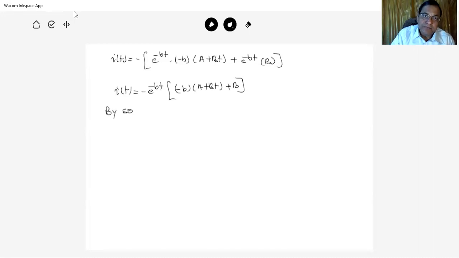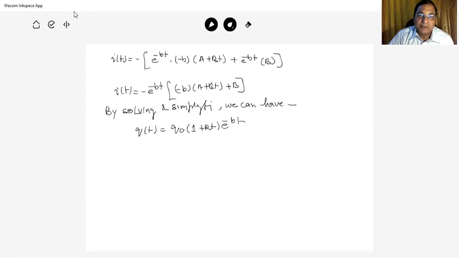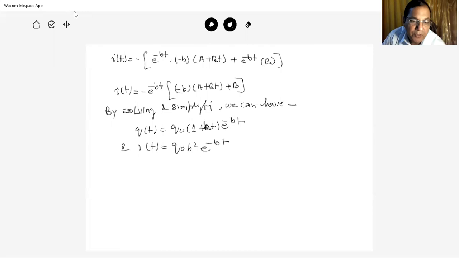By solving and simplifying, we can have Q(t) is equal to Q0 (1 plus bt) e raised to the power minus bt, and I(t) is equal to Q0 b square t e raised to the power minus bt.